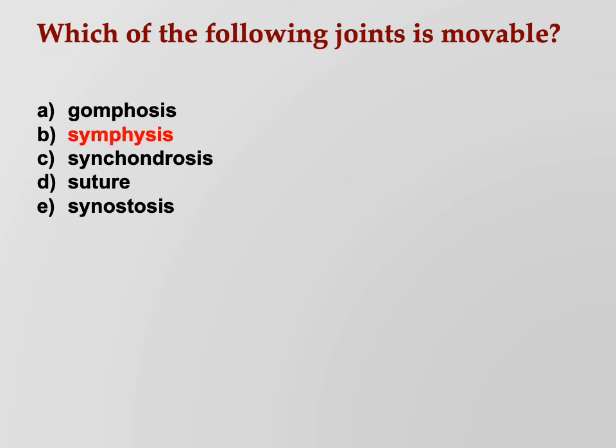Yeah, a symphysis is movable. Remember, a symphysis, what was that? That was a cartilaginous amphiarthrosis. Whereas a gomphosis, a synchondrosis, a suture, and a synostosis, those were all synarthroses. They were not movable. This is the kind of stuff you'll need to know for the quiz and for the exam. You have to know your joints this well, okay?